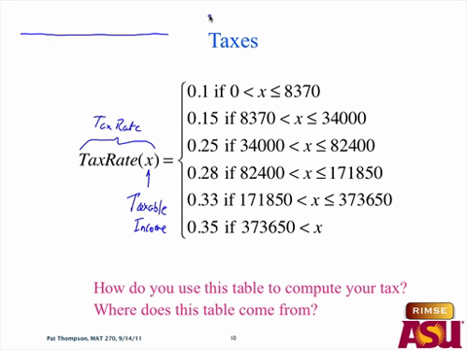Say your annual salary is 100,000. This is one year. At the beginning of the year, how much money have you made? Zero, right? You're going to accrue this income across the year. Sometime near the beginning of the year, you're going to hit your 8,300. Then sometime around April, you're going to hit 34,000. Near the end of the year, October, November, you're going to hit 82.4.